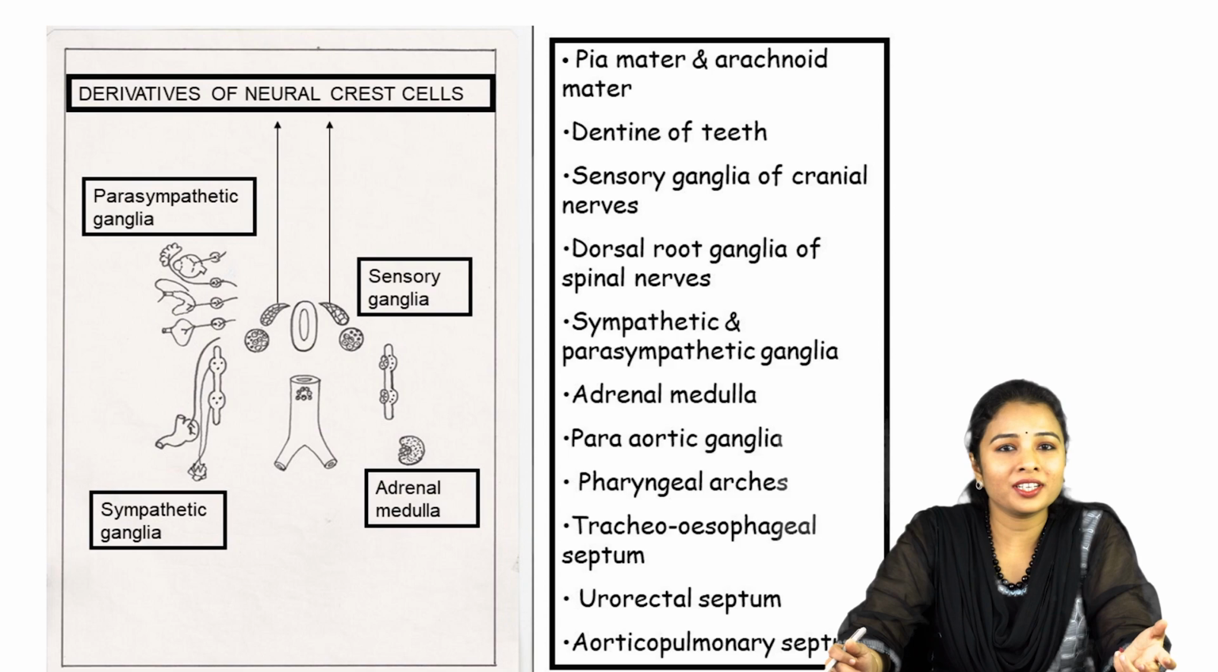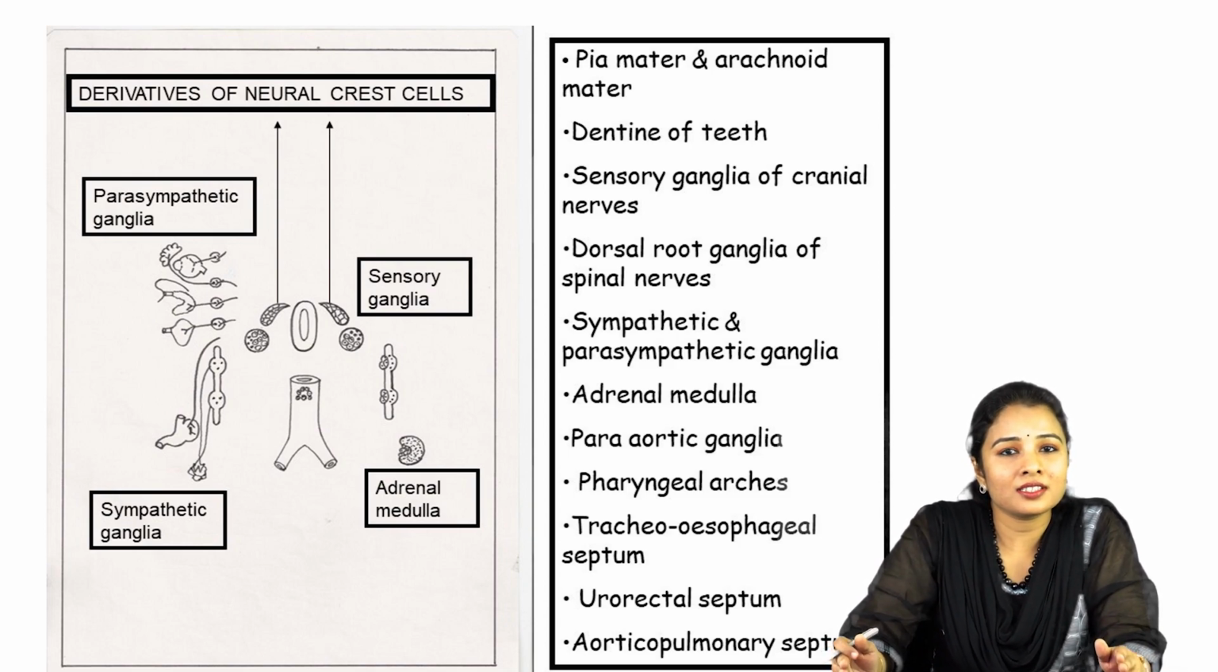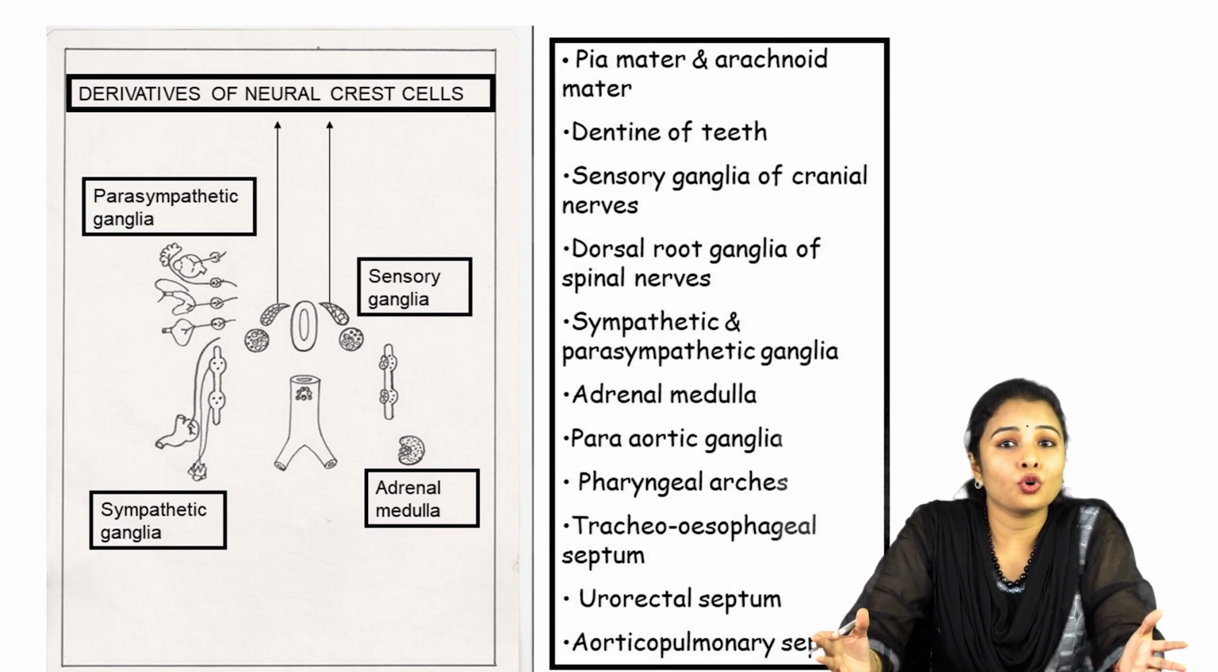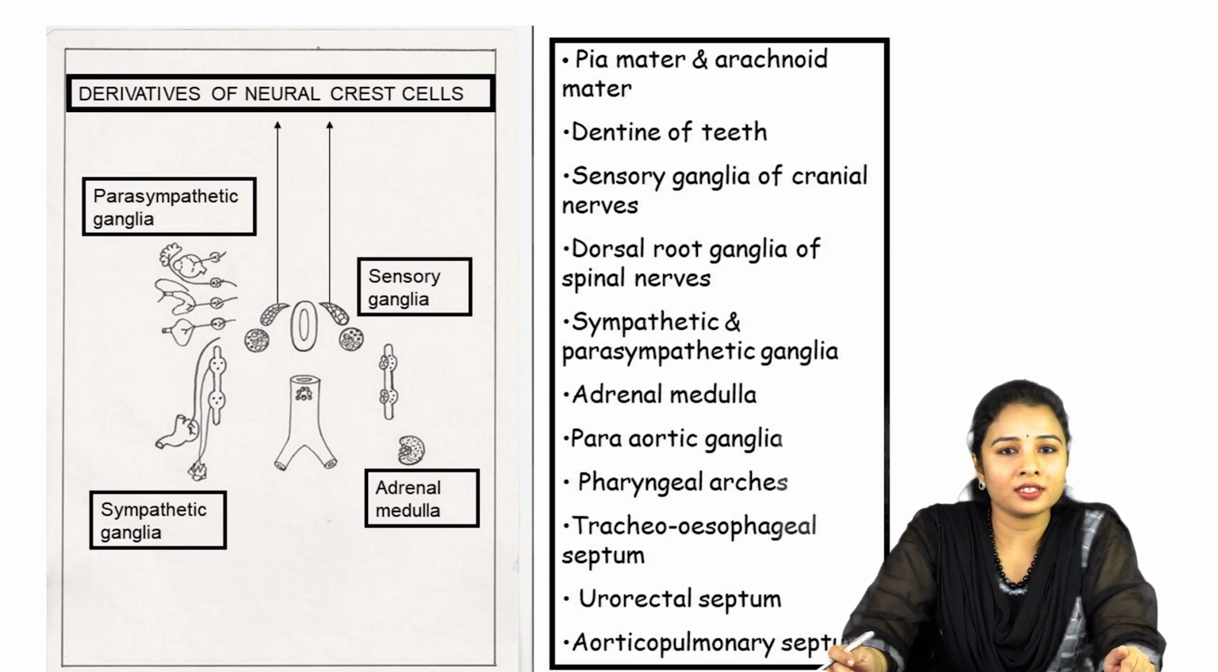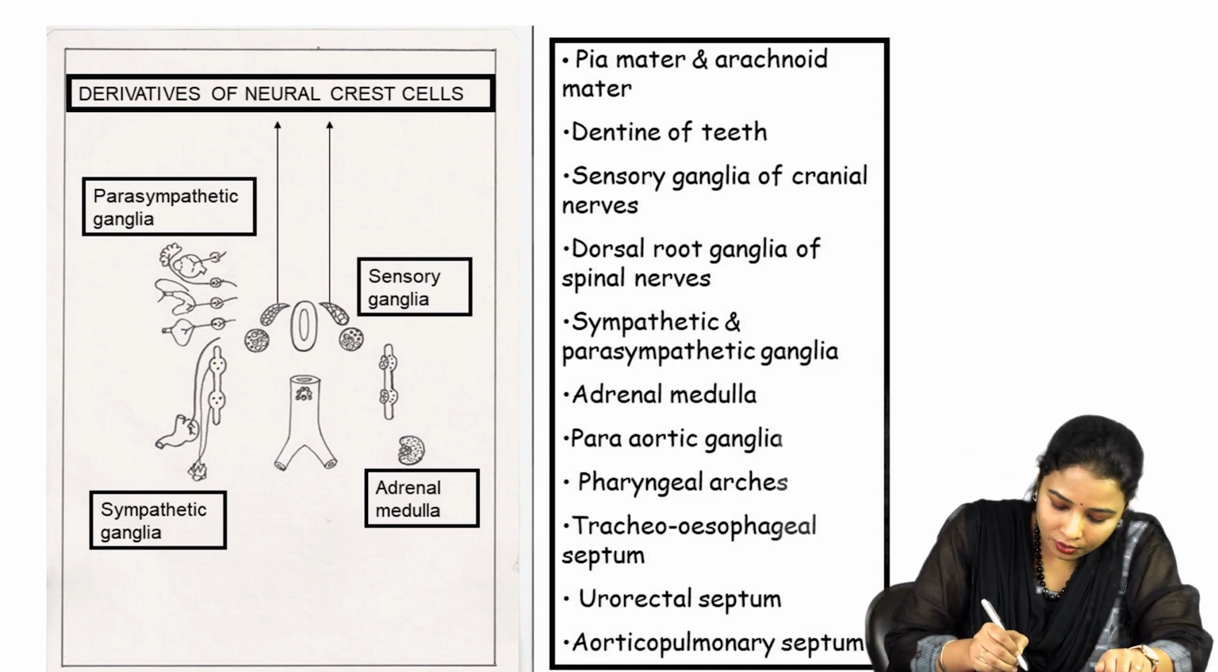Let's go with the neural crest cells, the derivatives of neural crest cells. As we know, the neural crest cells are like a fourth germ layer because they give rise to so many structures in our body. Here is a schematic image showing the derivatives of neural crest cells. Here is the neural tube.